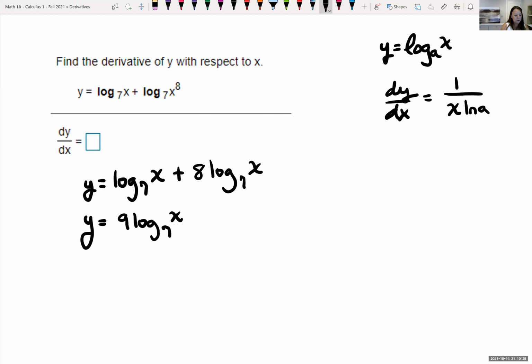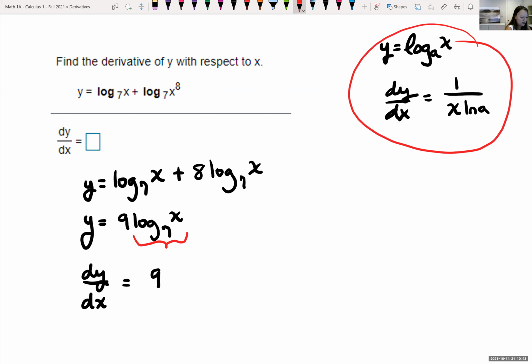And so now let's apply the derivative rule for log base b of x. So we have dy dx is equal to our 9 times whatever the derivative of this log base 7 of x is. So by the rule, it says we're going to look at 1 over what you're taking the log of, which is x, times the natural log of the base 7. So this is just 9 all over x natural log of 7.